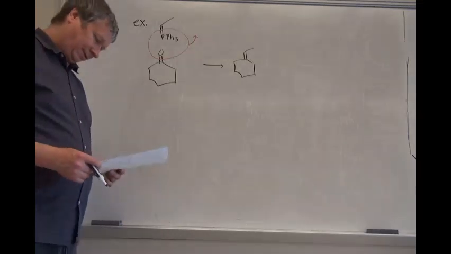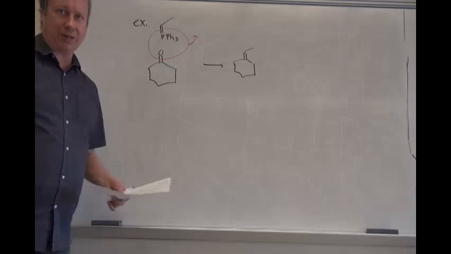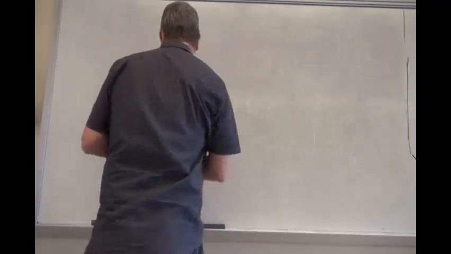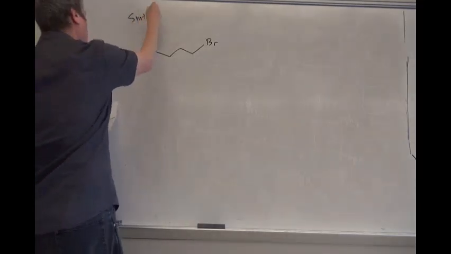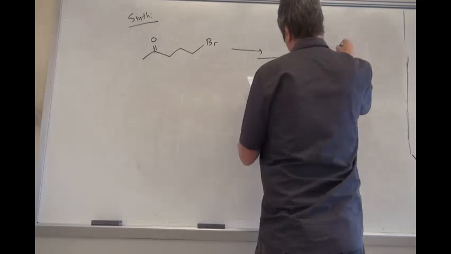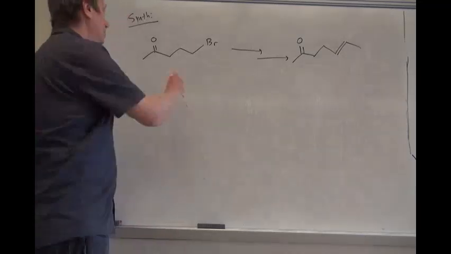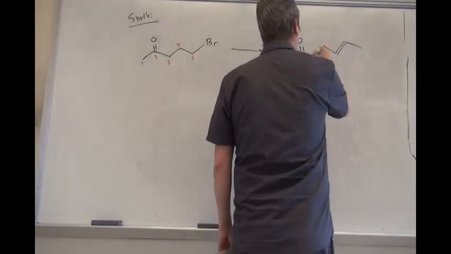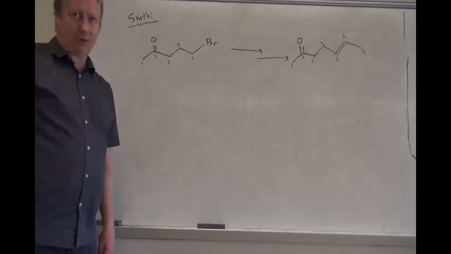Let's do a little synthesis problem. Okay, so that's just an example of predicting the product. Let's try a little synthesis problem. Okay, so we have a starting material, we got a product. Let's count the carbons. 1, 2, 3, 4, 5. Got 5 carbons in the starting material. Let's look over here. 1, 2, 3, 4, 5, 6, 7. So clearly we're adding a 2 carbon piece.